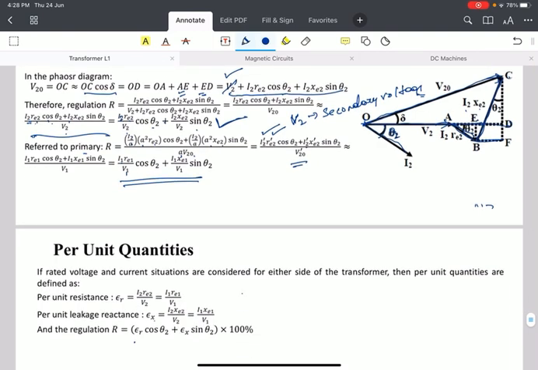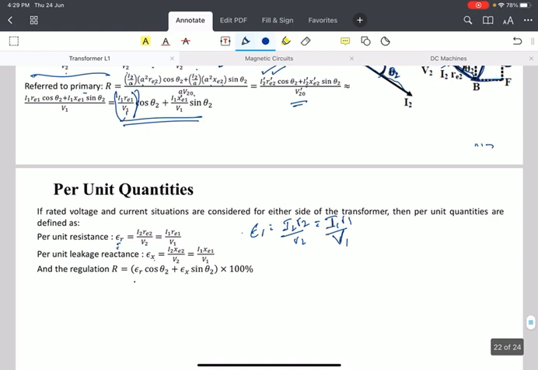So we can get the per unit quantities. What do you mean by per unit quantities? The resistive component of the transformer can be defined as epsilon R, where epsilon R is equal to I2 into R2 divided by V2, which is also equal to I1 into R1 divided by V1. The other one is per unit leakage reactance, epsilon X, which is equal to I2 into X2 by V2, which is also equal to I1 into X1 divided by V1.